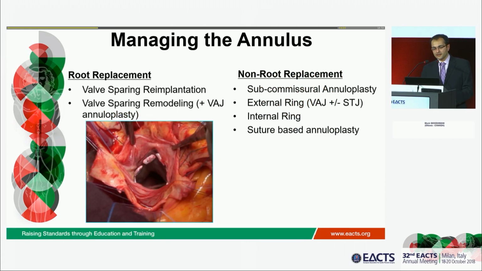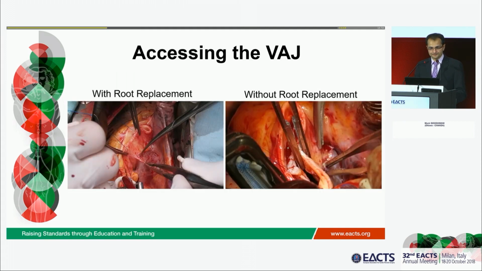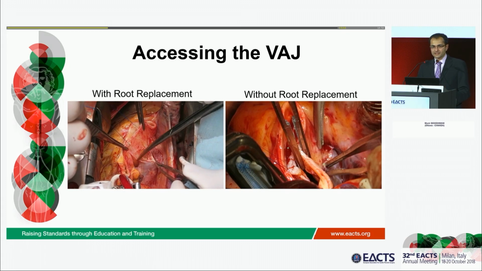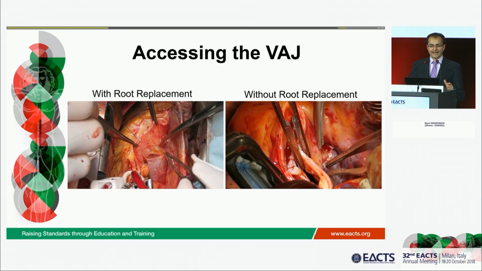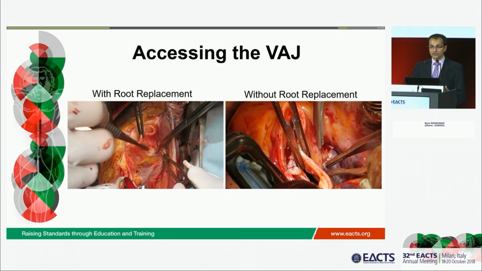If you are replacing the aortic root, really there are two strategies that are emerging as the predominant strategies: valve sparing with a reimplantation technique, or valve sparing with a remodeling technique with some form of adjunctive annuloplasty of the ventricular aortic junction. In the non-root replacement, annular interventions may include a subcommissural annuloplasty, an external ring at the ventricular aortic junction level, or in addition at the sinotubular junction level, internal annuloplasty systems, or suture-based annuloplasty. A short video on the left shows the dissection and access of the ventricular aortic junction in a case where aortic root replacement is being performed.